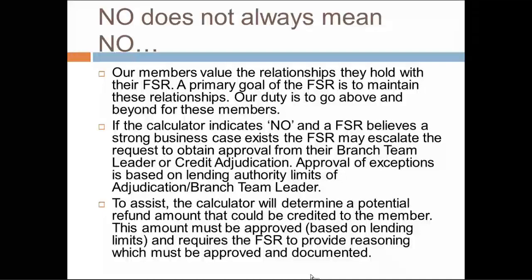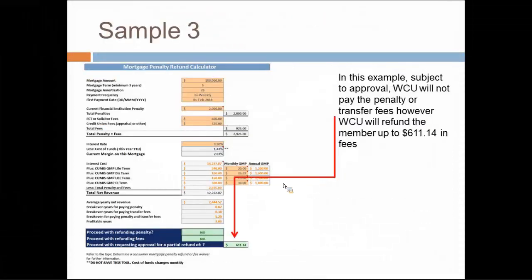Approval of exceptions is based on lending authority limits of adjudication and the branch team leader. So depending on the size of the mortgage, that would determine whether or not adjudication needs to approve it or your branch team leader needs to approve it. So to assist, the calculator will determine a potential refund that could be credited to the member. This amount must be approved based on lending limits and requires the FSR to provide reasoning, which must be approved and documented. So we'll go over a situation like that, just to show you what that would look like.